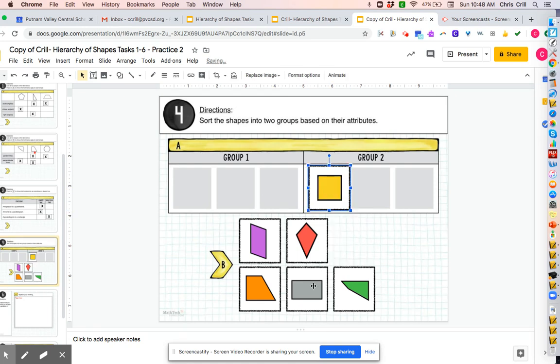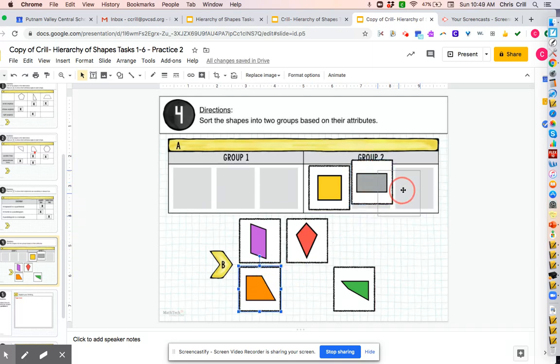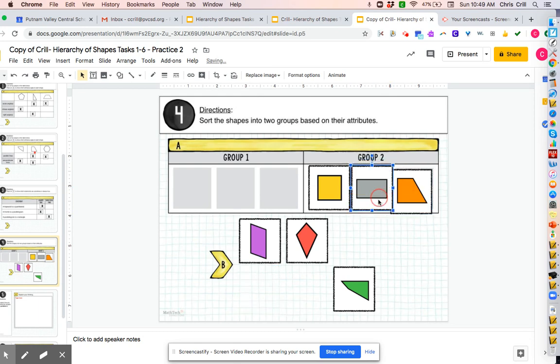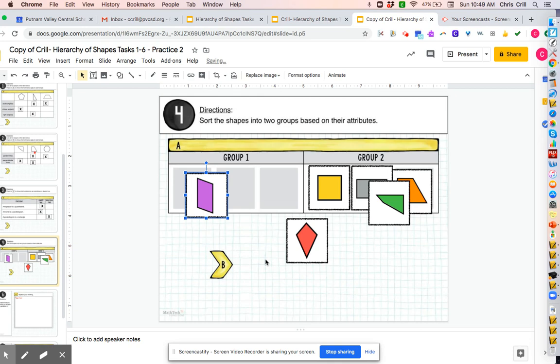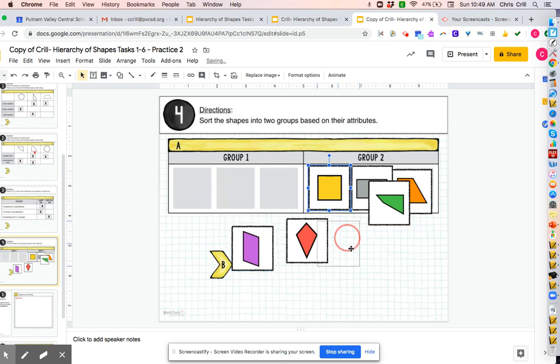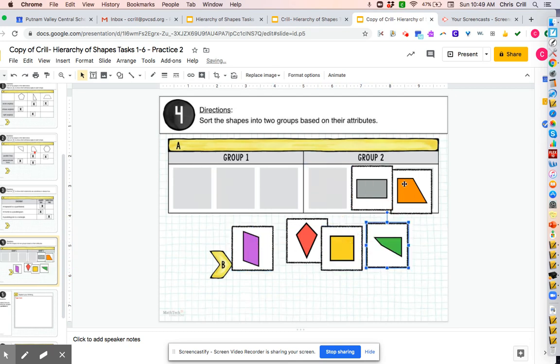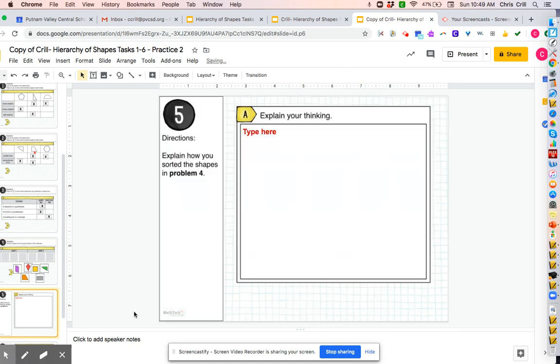or shapes that have only right angles. We could put those there. Some right angles, if we wanted that to be our characteristic, we could put, these have some right angles, these have no right angles, although I think I'd need a protractor to measure that one. I'm not quite sure. So you're going to have to decide how you want to group those and then explain that on your next slide.